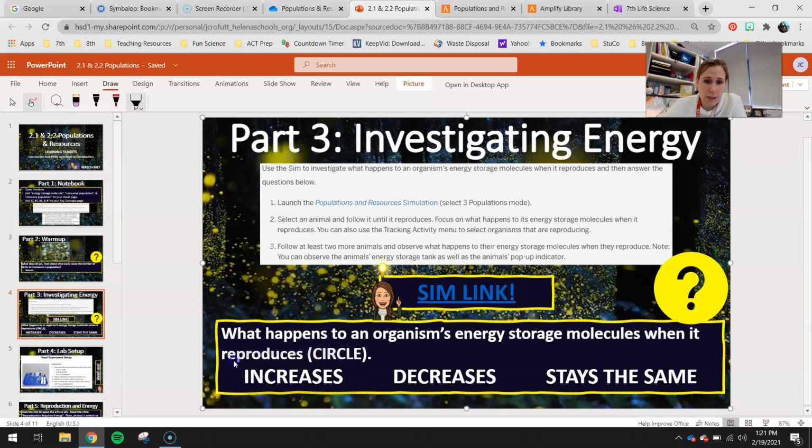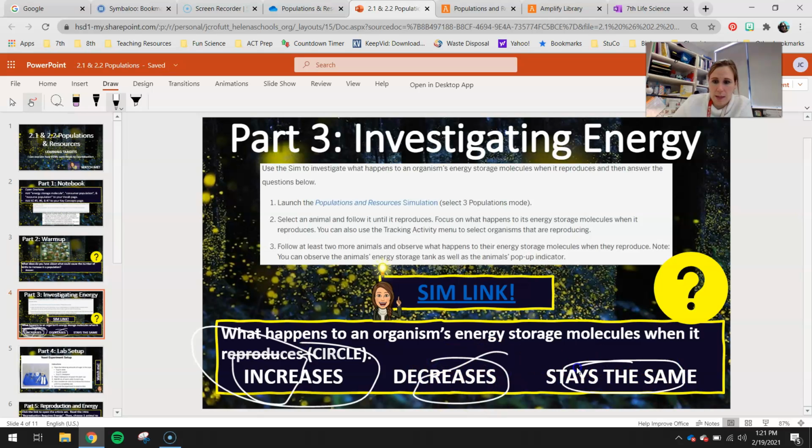So you guys can kind of use, oops, is that even working? You probably need to use a pen for this one. There we go. So you can circle either increase, decrease, or stays the same. Okay?